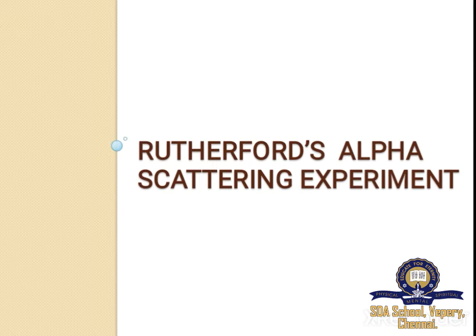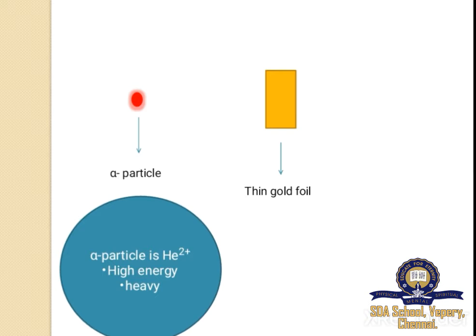Then an English physicist named Ernest Rutherford did an experiment known as the alpha scattering experiment. Let's see this experiment. He used a thin gold foil and alpha particles. Here the alpha particle is a helium ion with a double positive charge. He chose the alpha particle because it has higher energy and is heavier, so it is easy for it to pass through the gold foil.